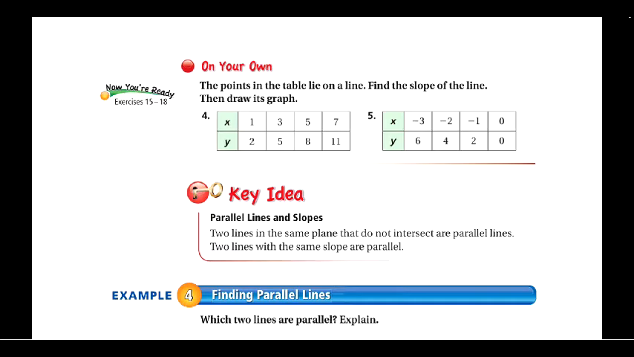Here's some on your owns that are pretty easy. They say the points on the table, so that means these tables that they made for you, lie on a line. Find the slope of the line, and then draw its graph. So let's see how much each one changes. This one looks like you add 2 each time. Plus 2, plus 2, plus 2. This one looks like plus 3, plus 3, plus 3.